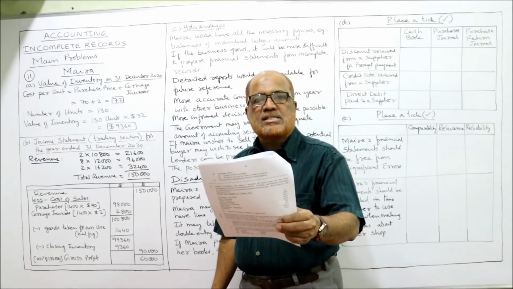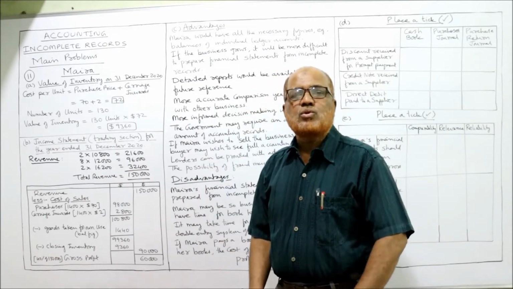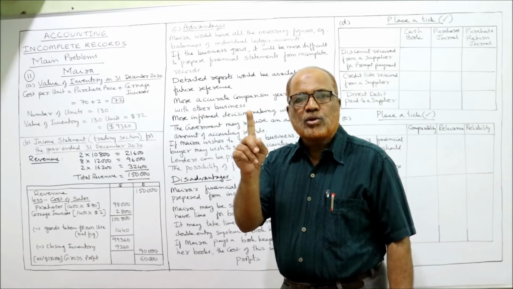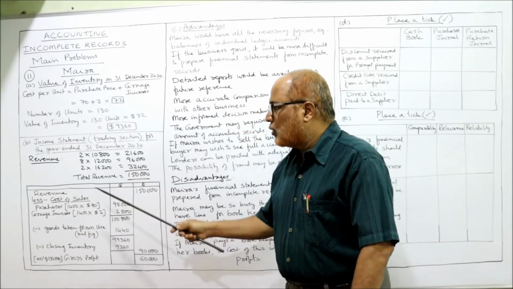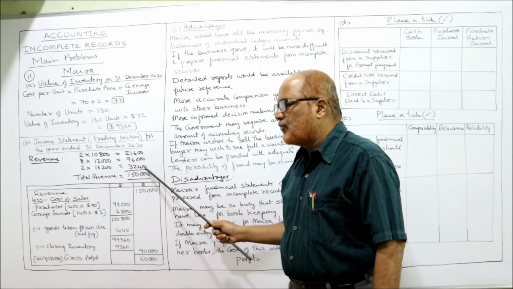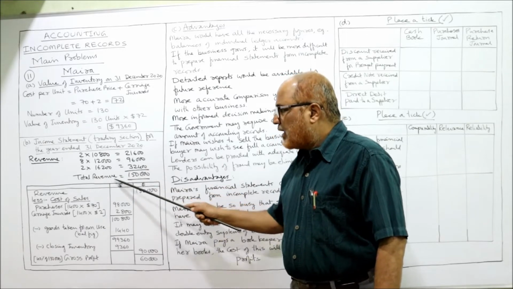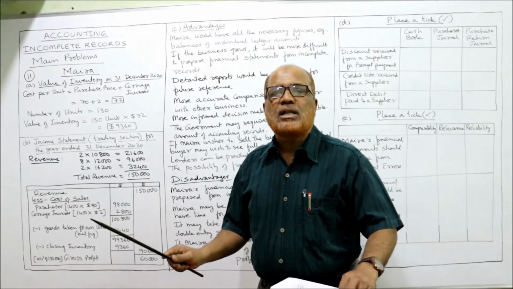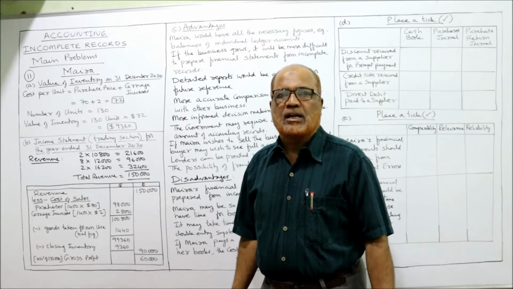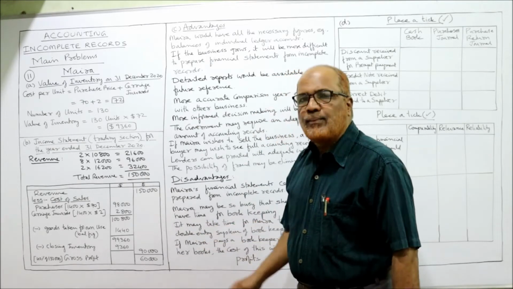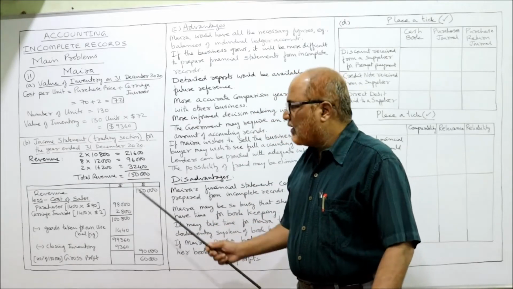Last 2 months, the sales are 16,200 per month. How many months? 2 months. So 2 months into 16,200, 32,400. Add up the total: 1,50,000 is the total sales for the year. That is the total sales for the year that we have calculated.